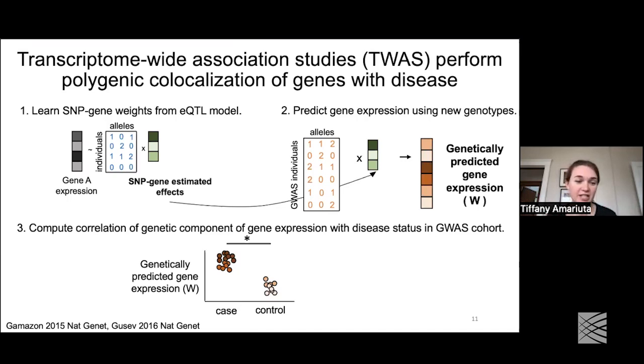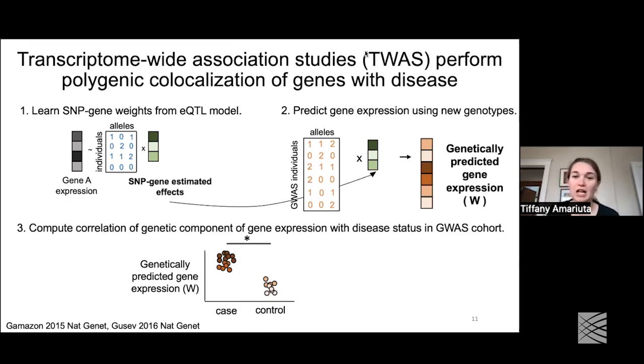So the first step of a TWAS is to learn SNP gene weights from an eQTL model. Let's say we have a cohort such as GTEx. We will perform a multivariate regression of gene expression on cis SNPs, usually with some amount of regularization, such as lasso. We get these estimated effects, which, again, I want to stress are just a bit different from a typical eQTL analysis, which is a univariate regression of gene expression on the genotypes at a single SNP.